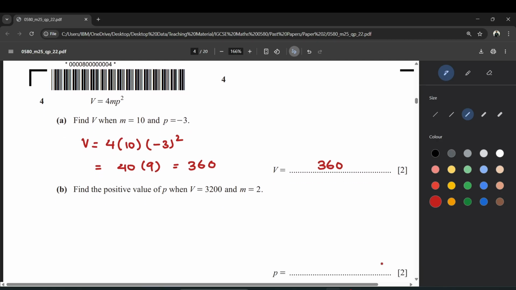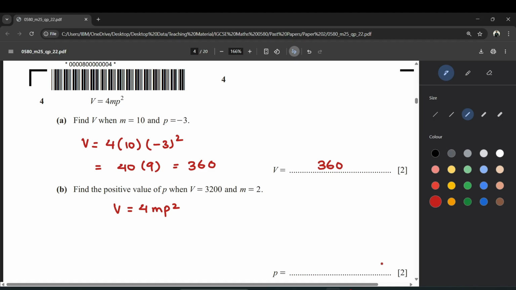Then it says find the positive value of p when v is equal to 3200 and m is equal to 2. So let me write the original formula first. The original equation is v equals 4mp squared. Before I can plug in the values, I should make p the subject of the formula.